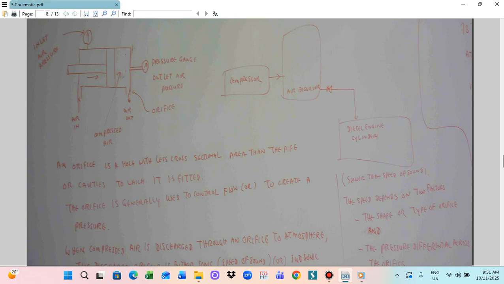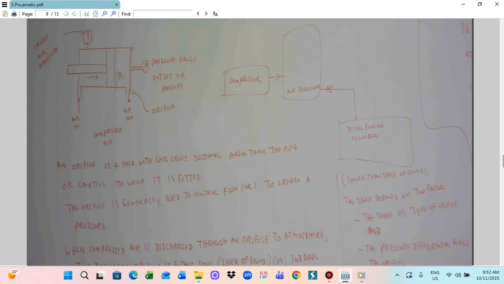This one is with the compressor. So this is the compressed air. And there are two kinds of pressure. One pressure is here. This gauge measures the inlet air pressure. And this one measures the outlet air pressure. So inlet air and outlet air pressure are what we utilize.